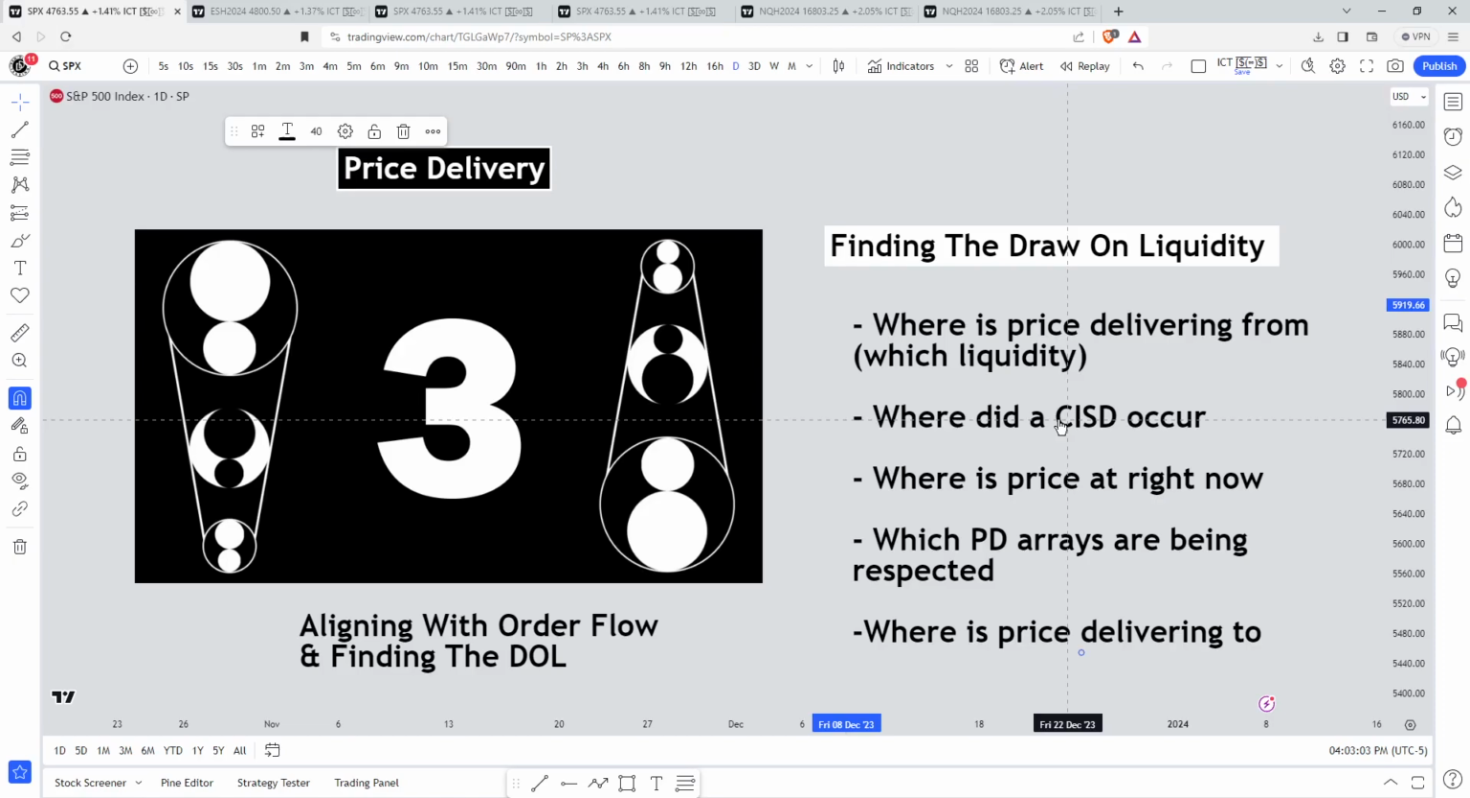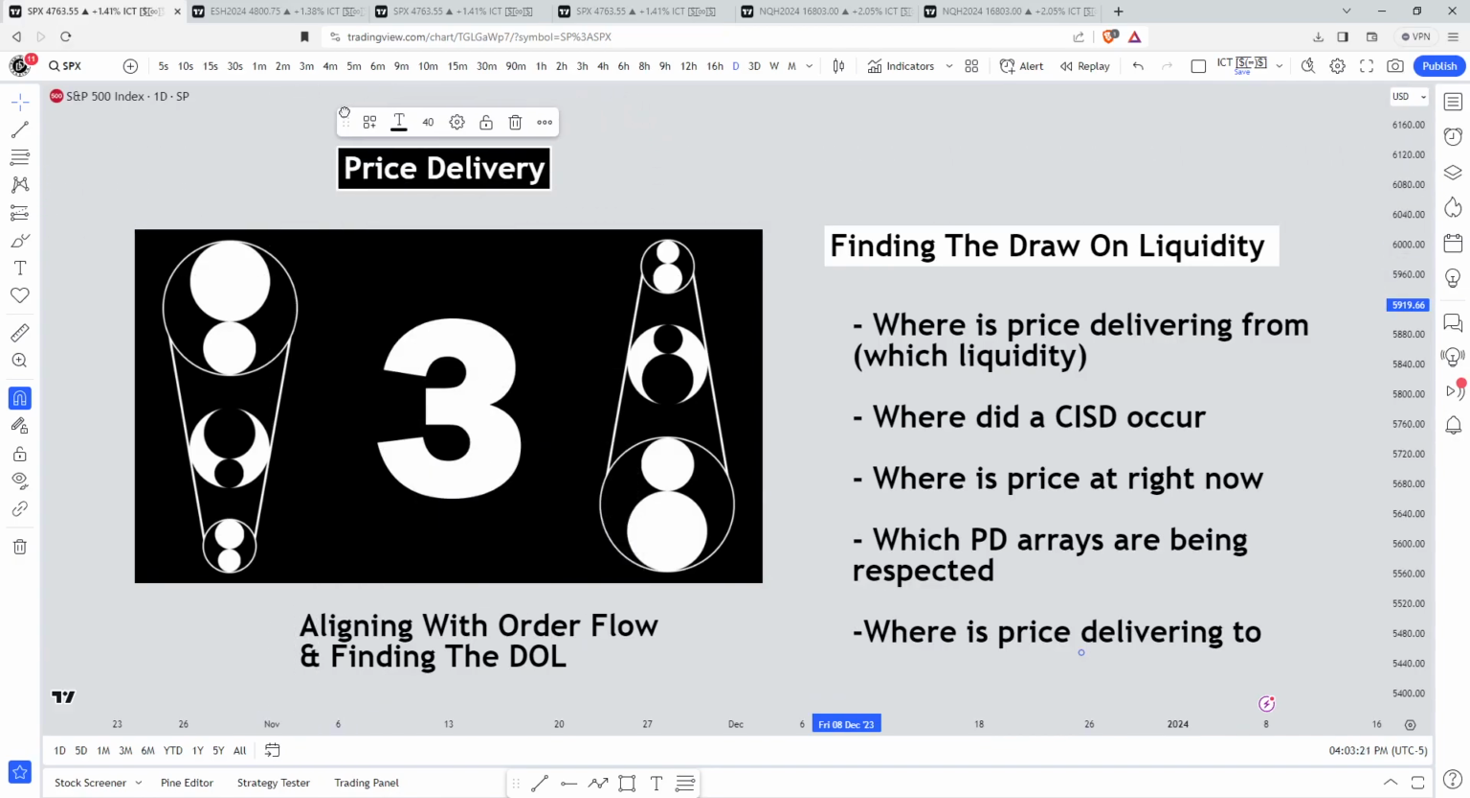of delivery occur? Okay, I like to see, if that occurred, where is price at right now, and which PDRAs have been respected so far and which are being respected. If I can answer these questions, usually I could figure out where price is delivering to. If it's not clear, no, you just don't take a trade.